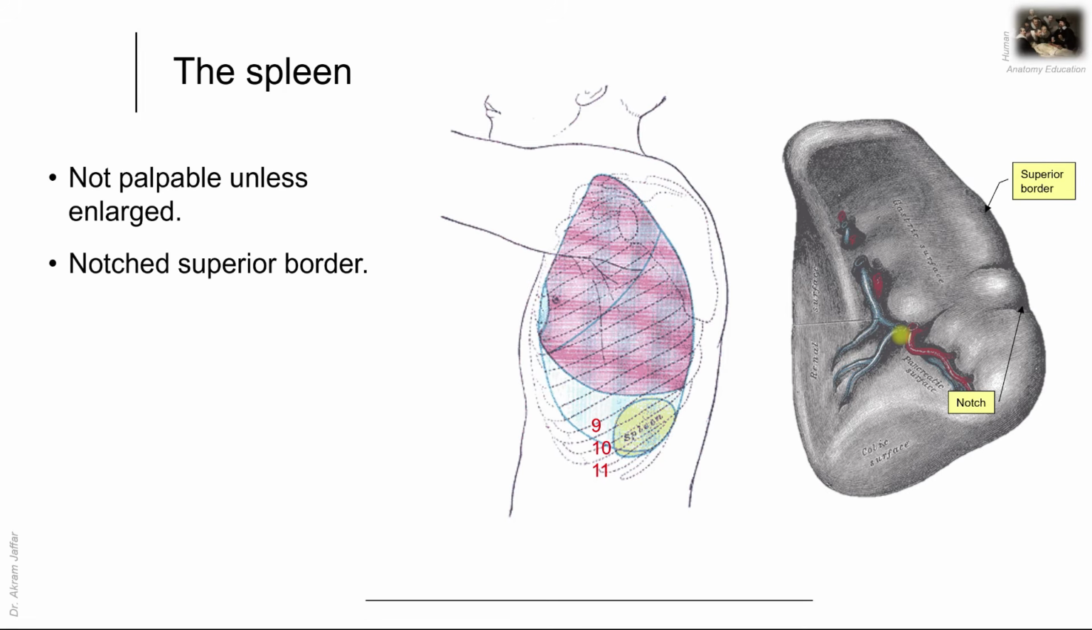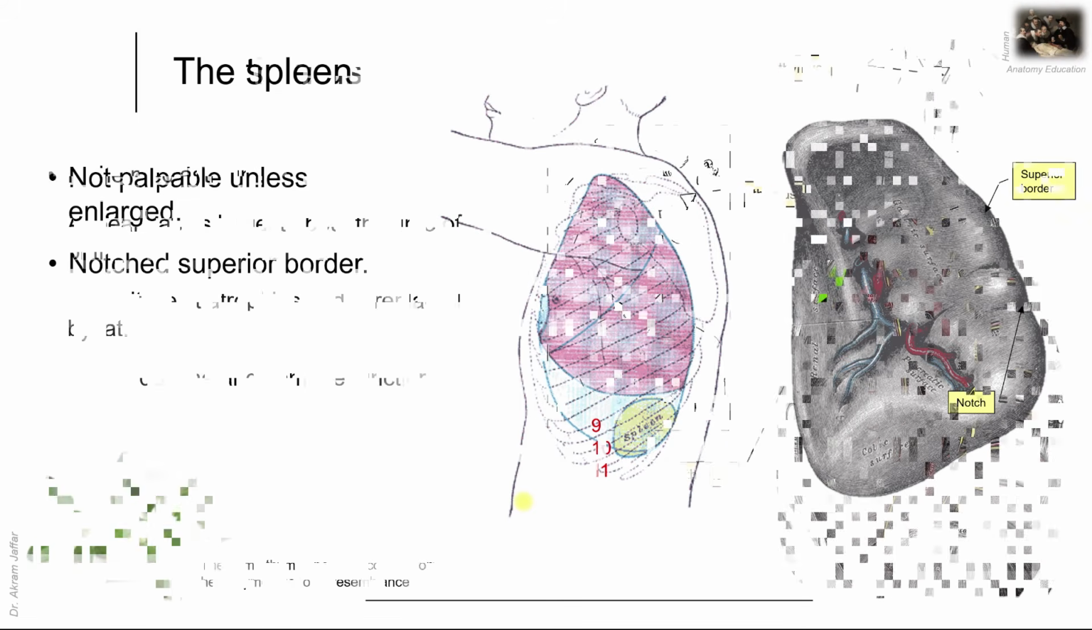When it is enlarged, the spleen has a special characteristic: the superior border of the spleen, which will become anterior when the spleen is enlarged, is characterized by a notch. And this will be helpful when palpating an enlarged spleen and finding a mass in the abdomen. If it is notched, then it indicates that it is an enlarged spleen.